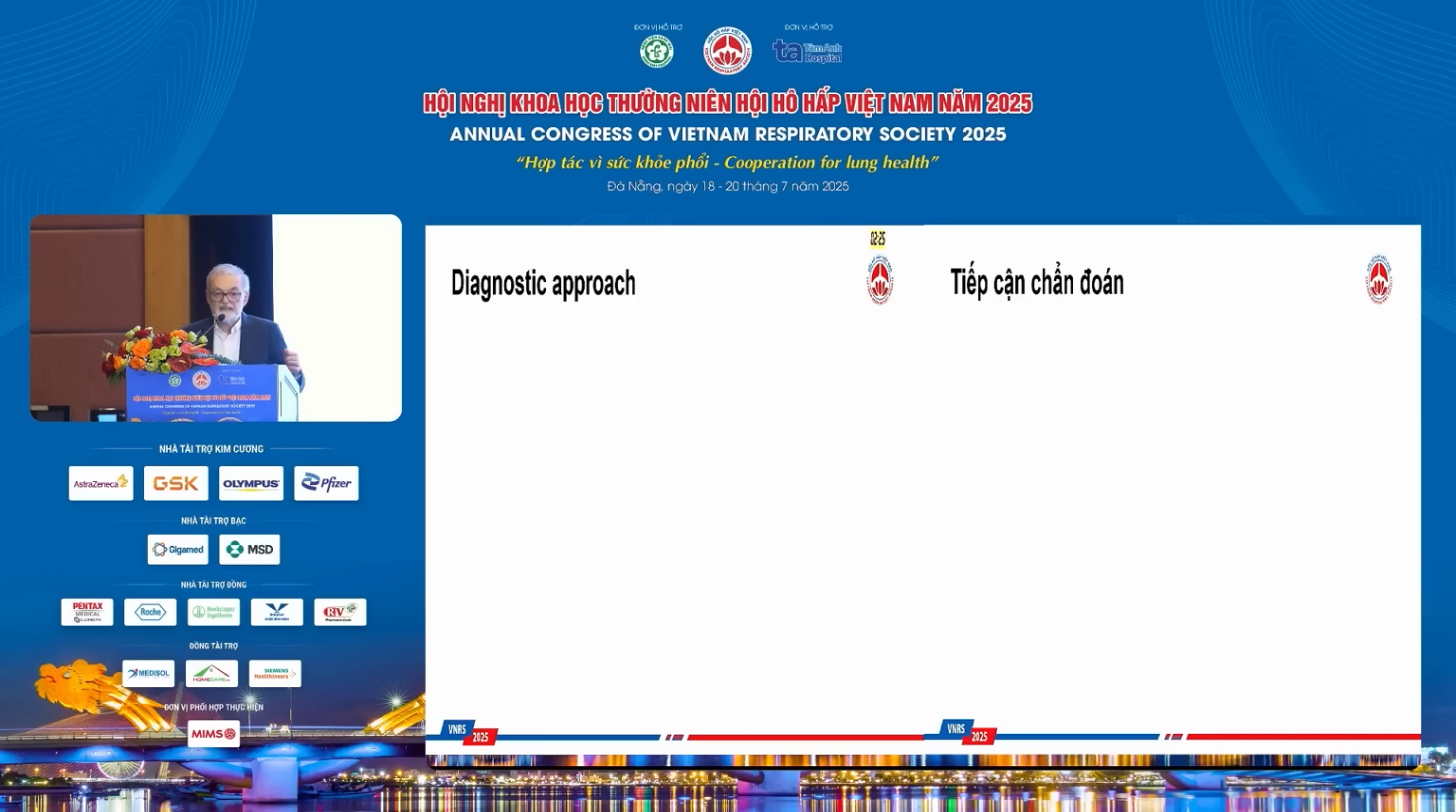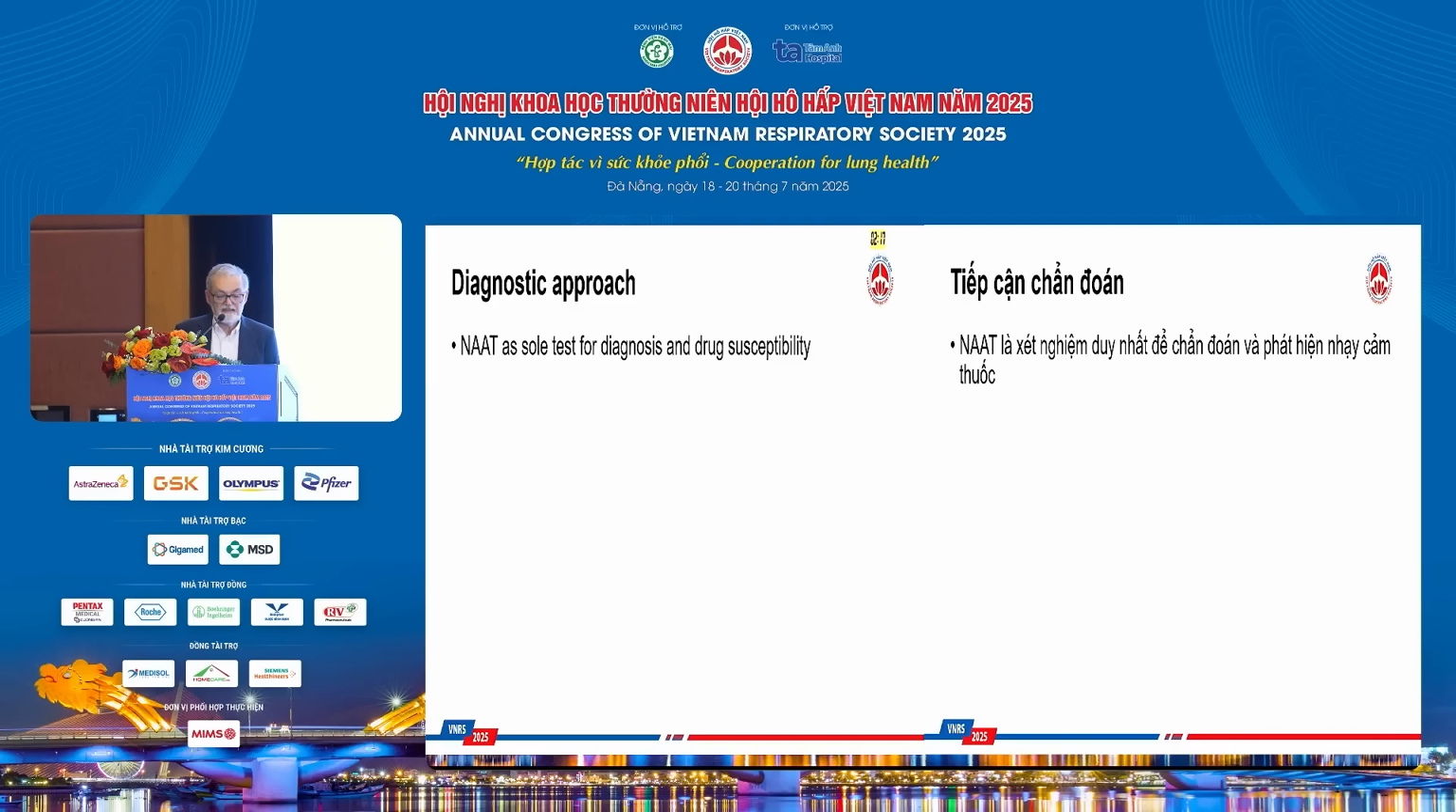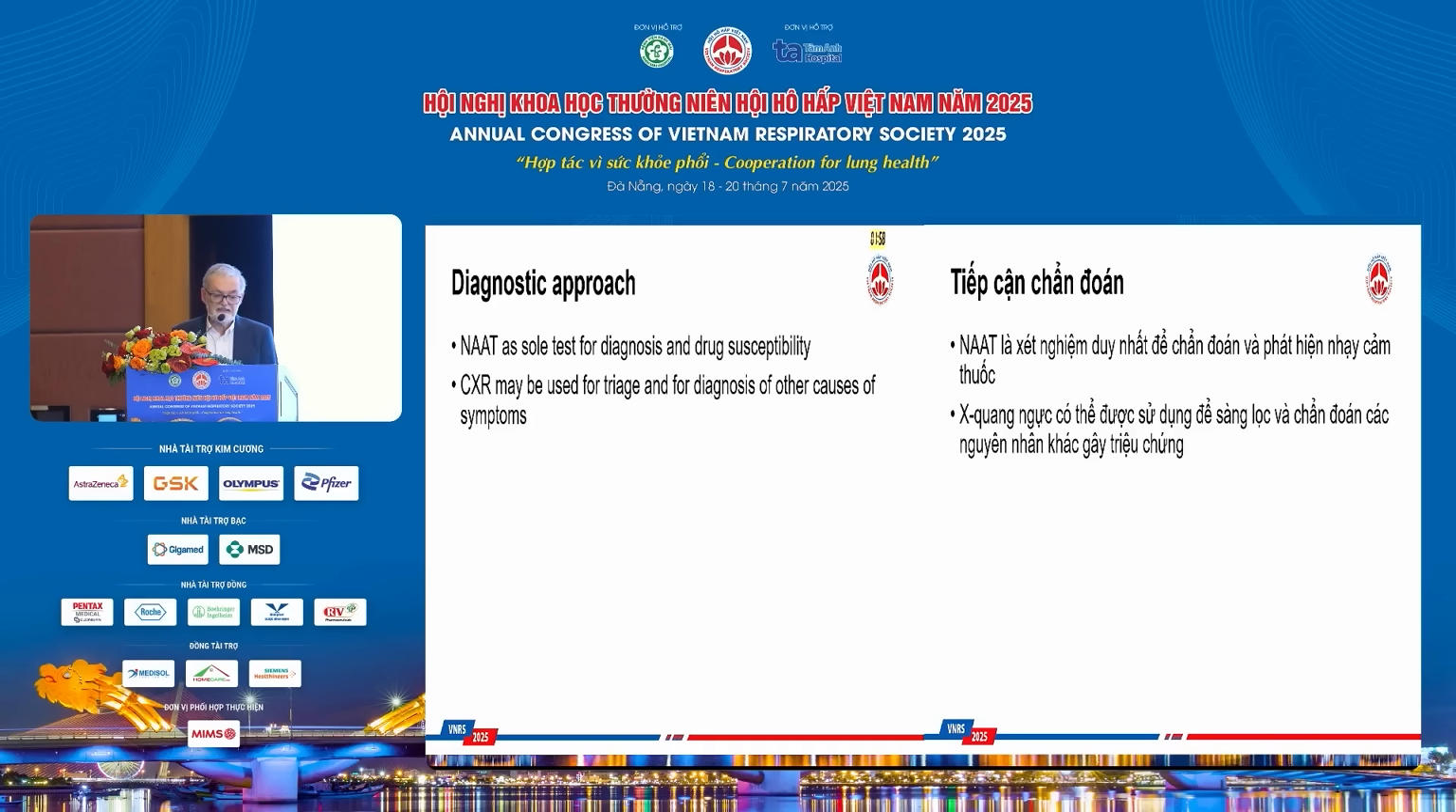So how do we put all these together into a diagnostic approach? Well, I think that nucleic acid amplification tests, in the vast majority of cases, should be the sole test used for the diagnosis and for identifying drug resistance. The sole test. Chest X-ray may be used as a triage test, and importantly, as I said earlier, to help in diagnosing other causes of respiratory symptoms.